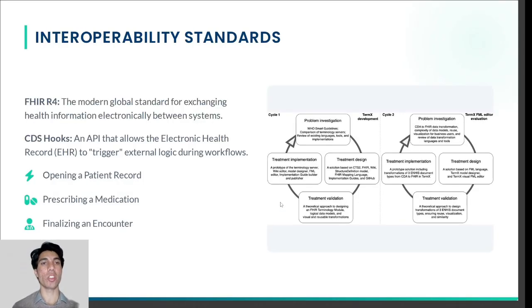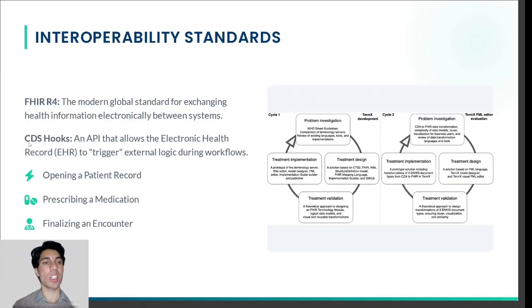Then we have the interoperability standards. Interoperability basically refers to the communication between different systems, for example, a machine learning model and an EHR. So, how good is that communication? And the standard for interoperability in clinical data science is FHIR. FHIR is the modern global standard for exchanging health information electronically between systems. So, this is the modern global standard for communication in health data.